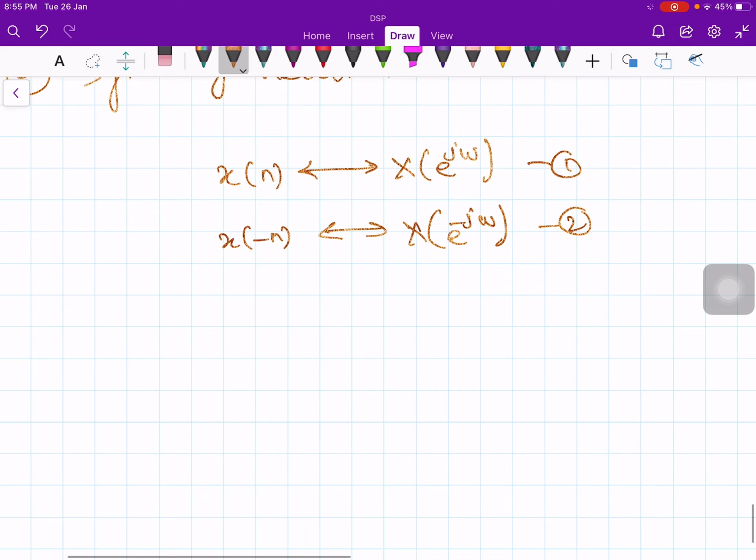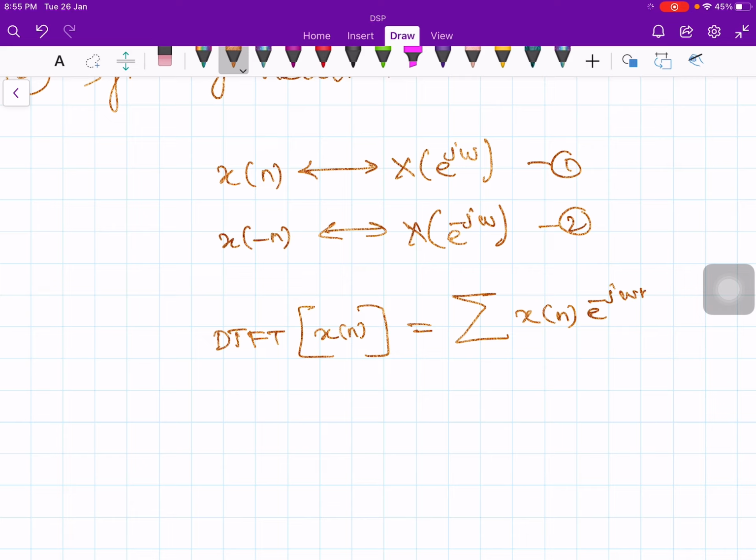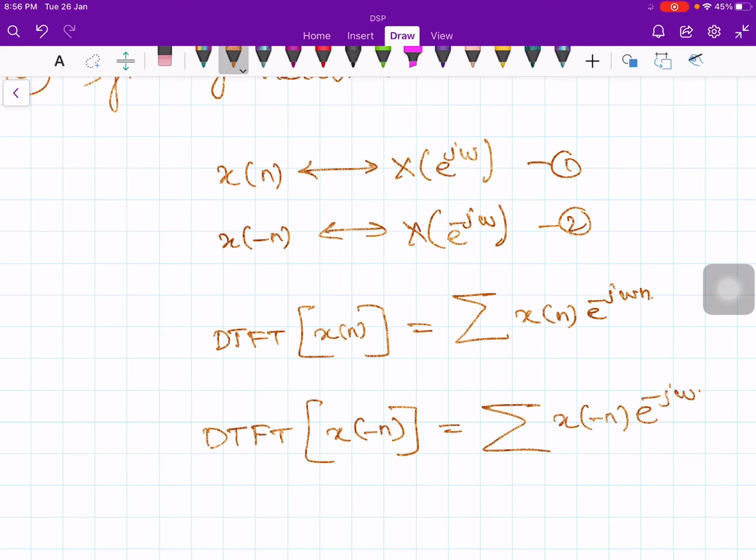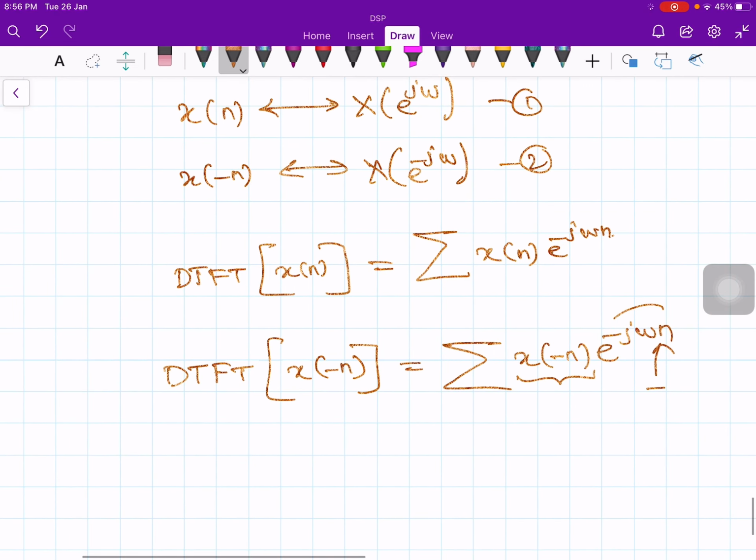Discrete time Fourier transform of x of n is equal to summation of x of n e to the minus j omega n. Now let us find out discrete time Fourier transform of x of minus n. So this is going to be summation of x of minus n e to the minus j omega n. Don't put here minus n, okay? No, don't put that. So only you write down here. This is by definition.